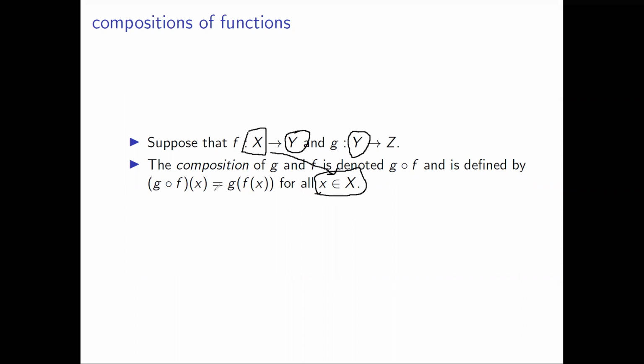The composition of g and f is defined just to be g of f of x. So we put x as the input to f, we get an output from that, and we put that output as the input to g, and then we see what's the output of that. And that's our composition. And we're going to see some examples of compositions now.